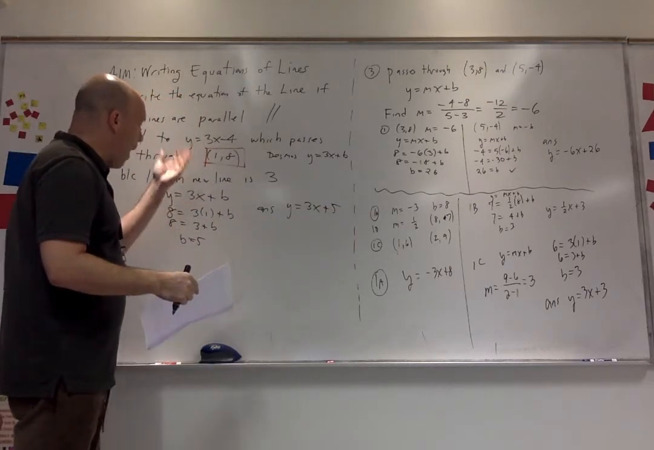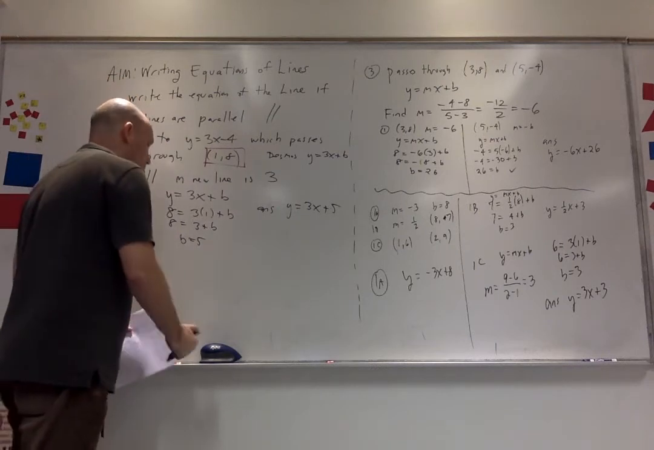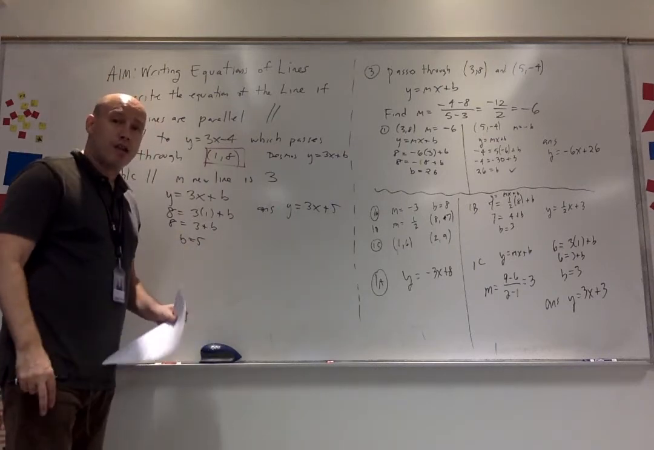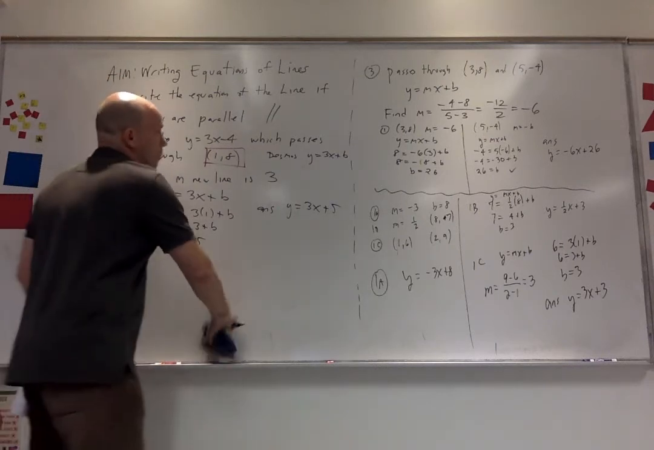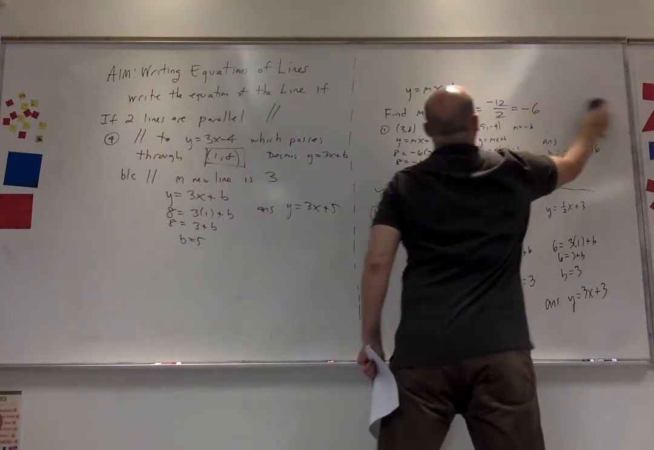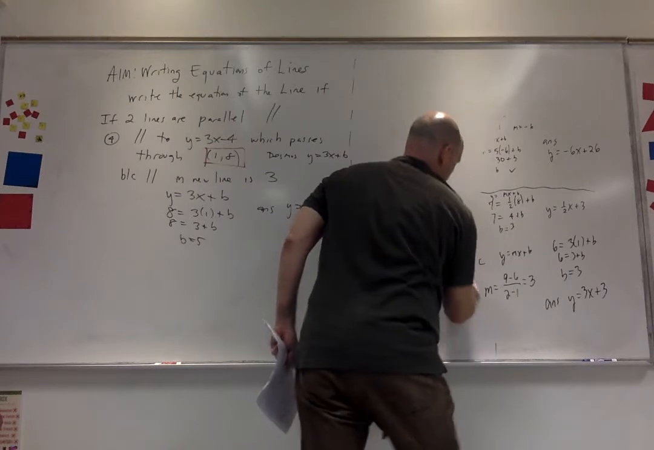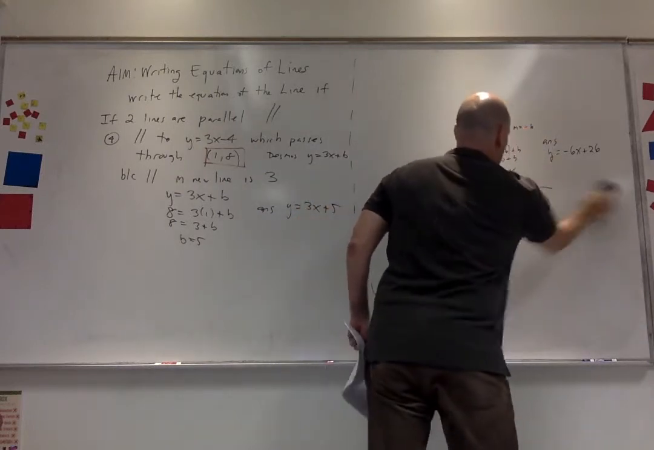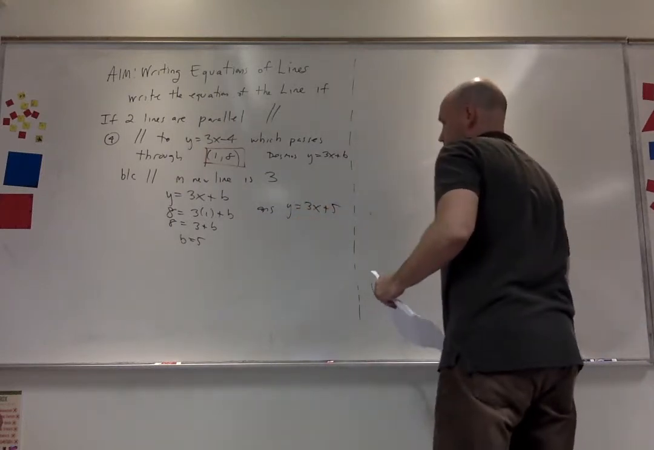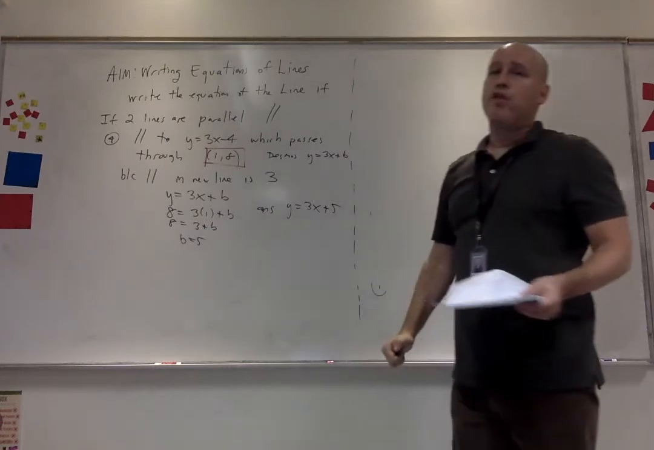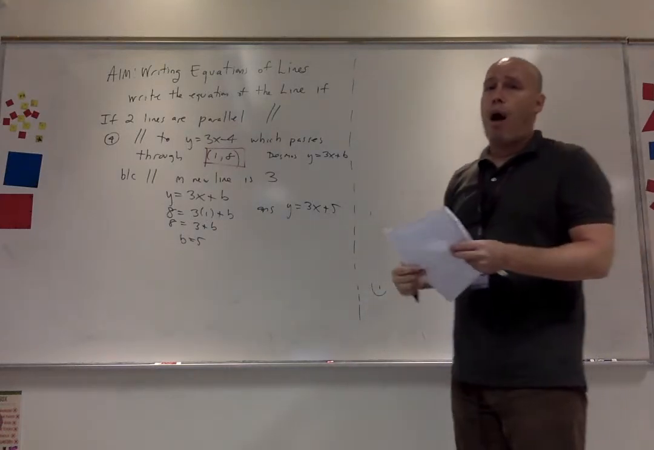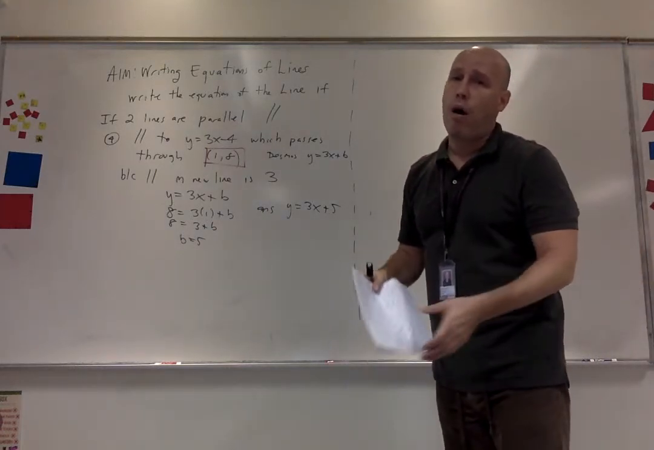Okay, so that's parallel lines. The next thing we need to talk about is perpendicular lines. If two lines are perpendicular, the product of their slopes is negative 1.